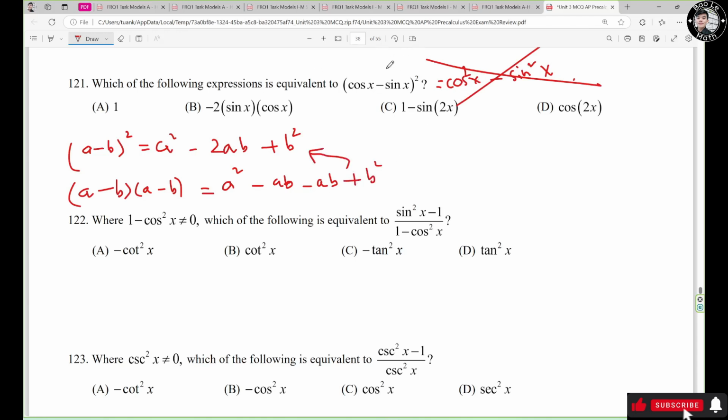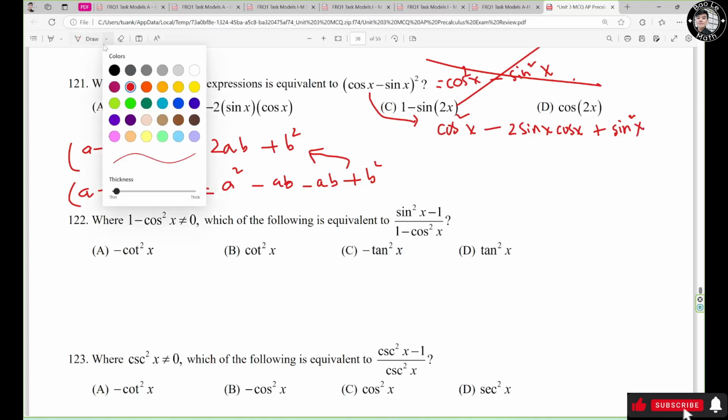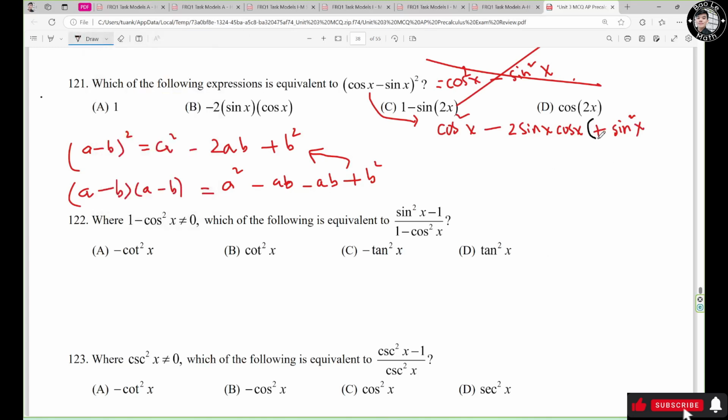Now go back over here. You need to expand this one using the formula right here. So I have cosine squared of s minus 2 sine s cosine s plus sine squared of s. Now the third term right here should be the plus sign. Keep that in mind. A lot of students put the negative sign right here. That's wrong. The negative sign goes into the middle term right here.